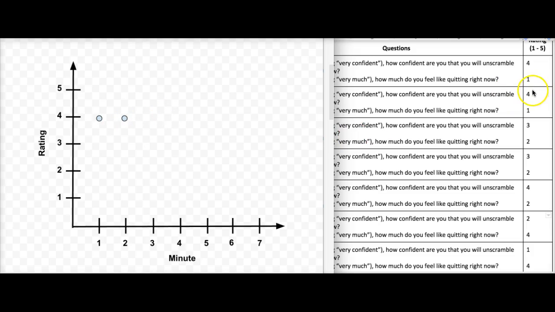Okay. Next time, I got a 3. So let's put this third minute. Oops. Third minute, I'm going to put a dot at the 3 level. Right? Then I want 3 and another 4. Right? So another 3 at 4 minutes, and then a 4 at 5 minutes.